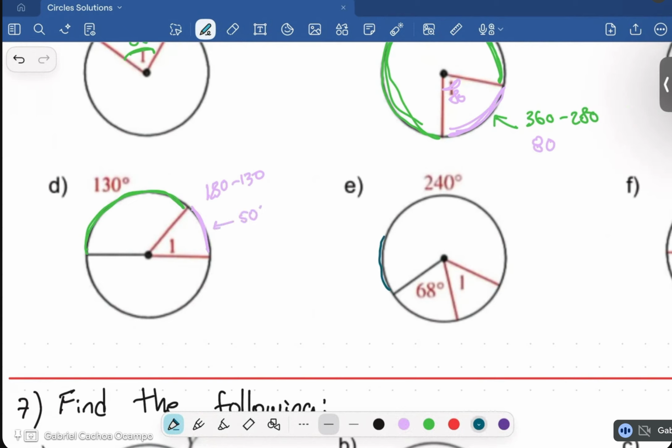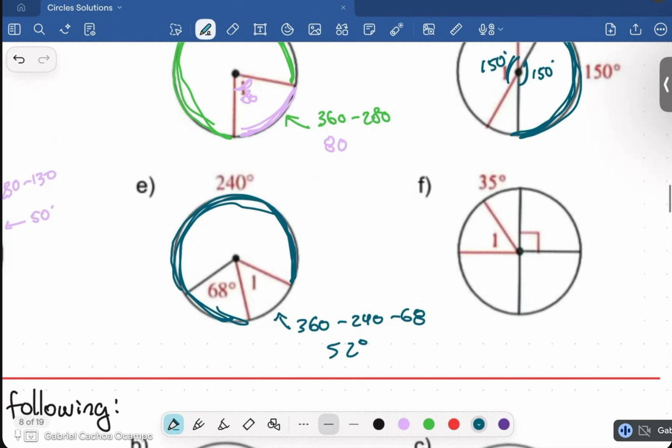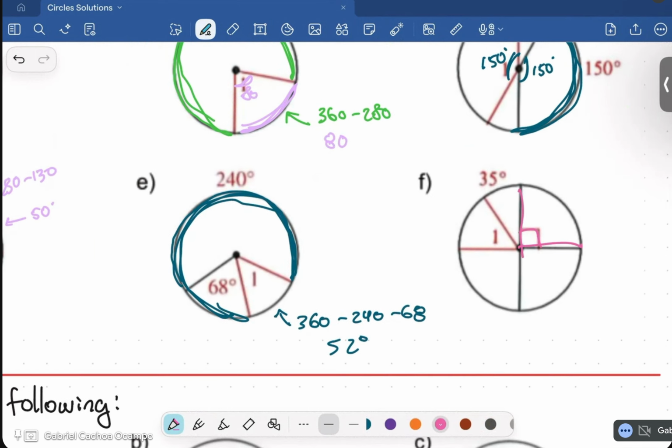If this whole thing measures 240 and this one measures 68, then this one measures 360 minus 240 minus 68, which is 52. Okay, if this one measures 90 degrees, that means that this one measures 90 degrees. If this measures 35, this guy measures 90 minus 35.